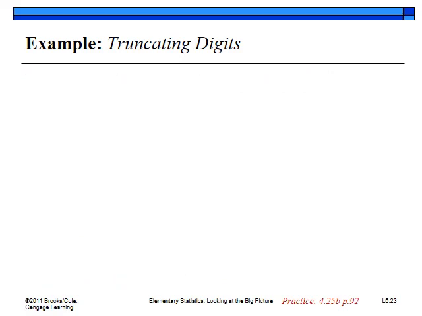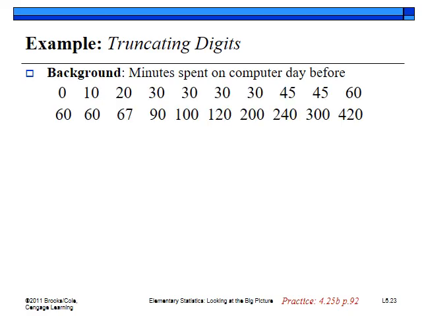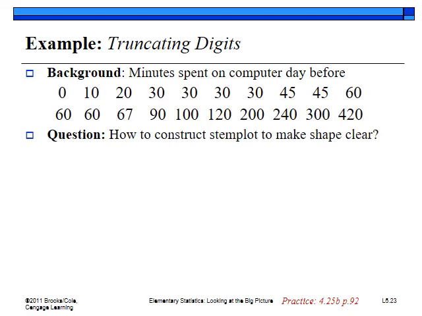Let's look at another example that requires us to truncate some digits in order to create our stem plot. Here, the data that we're looking at is the number of minutes each respondent spent on the computer the day before filling out the survey. Here's our data set, and the question is, how will we construct a stem plot to make the shape of the distribution clear?